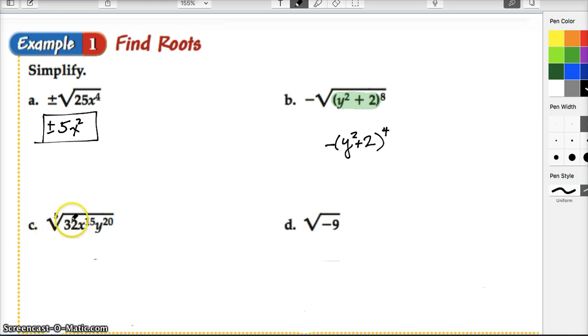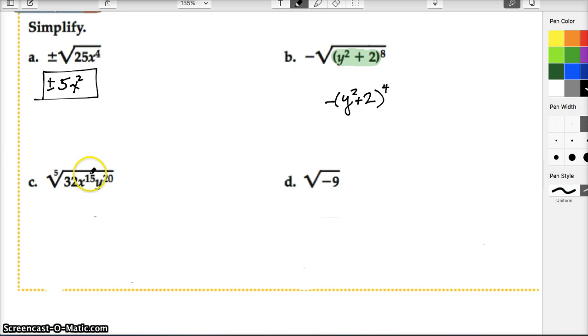Over here, the 5th root of this business, okay, so now we have to think. The 5th root means that there's a number that I can multiply 5 times in order to get the number here, and I'm looking for that. So in this case, we actually just did this. We know that the 5th root of 32 is going to be 2. And let's consider what the 5th root of x to the 15th would be.